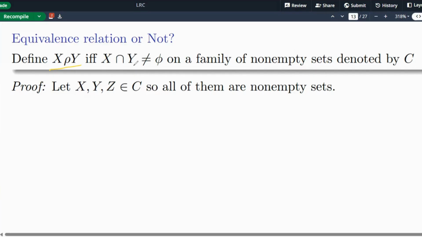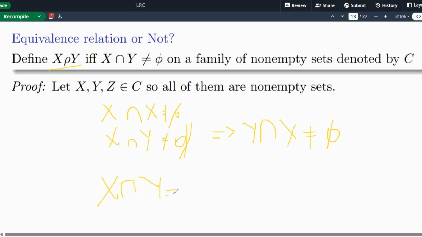dapat reflexive, symmetric, and transitive yung pagiging pairwise disjoint ba to? So, basically, pag sinabi ko reflexive, kunwari, yung X intersection X, dapat non-empty. Pag symmetric, if X and Y is not disjoint, so ibig sabihin may intersection sila, dapat si Y intersection X ay hindi rin empty. So kung transitive naman, if X and Y is not empty, tapos Y and Z is not empty, dapat yung X and Z is hindi rin empty.